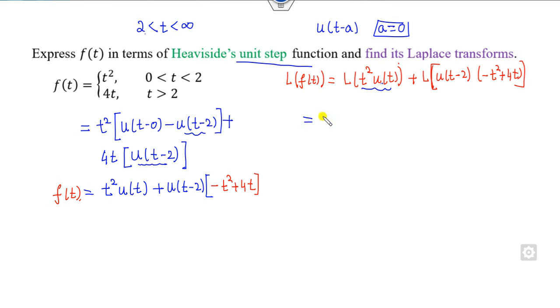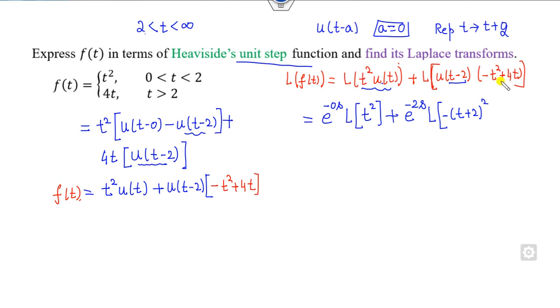Fine. So I can write this expression as e raised to power minus 0s Laplace of, I can replace small t with t plus 0. So that's the same thing. Plus, what is the a? a is 2. Then I can replace the value t with t plus 2. So t plus 2 square I can replace here, and I can replace also here. Now this is the way you can solve it.